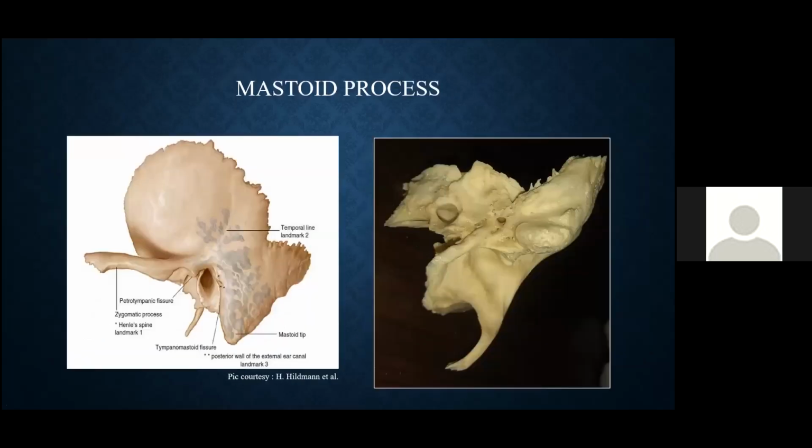Now the mastoid process. This is the mastoid process. As I said, it's a projection of the temporal bone from the posterior and the inferior border of the temporal bone in an anterior medial direction. And the projection depends on the pneumatization of the mastoid bone. In the inferior surface of the temporal bone, we can see this is the mastoid process. It gives attachment to the sternocleidomastoid muscle.